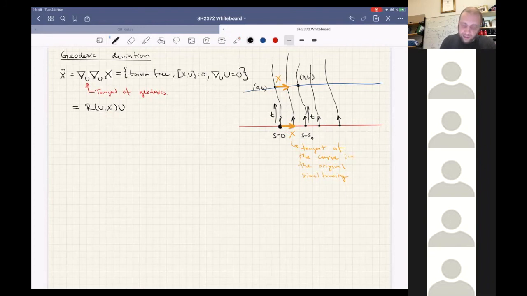So if I write this down in components, we have x dot dot mu is going to be equal to R^mu_{lambda sigma nu} u^lambda u^sigma x^nu. So this is a bit of general framework, let's say.